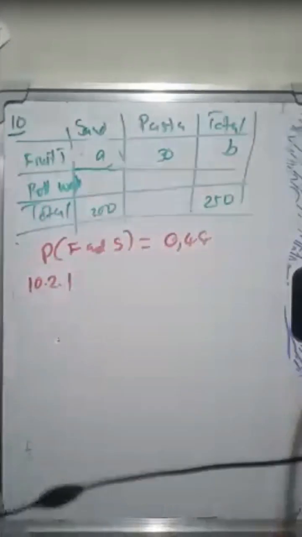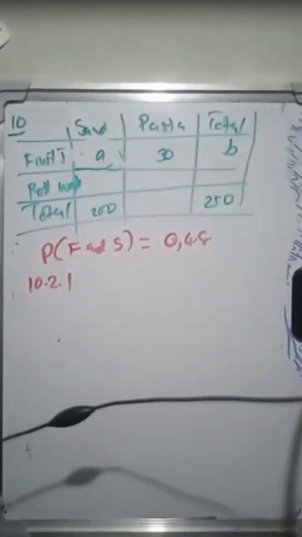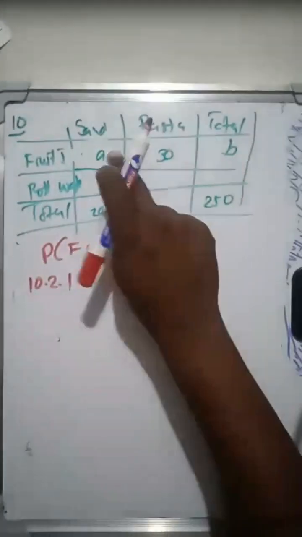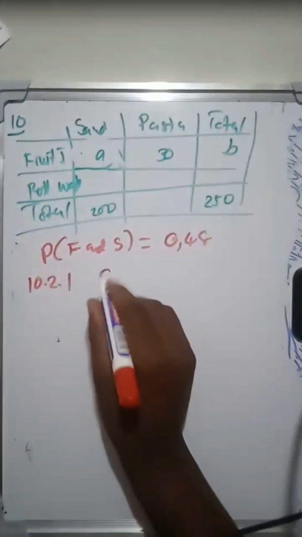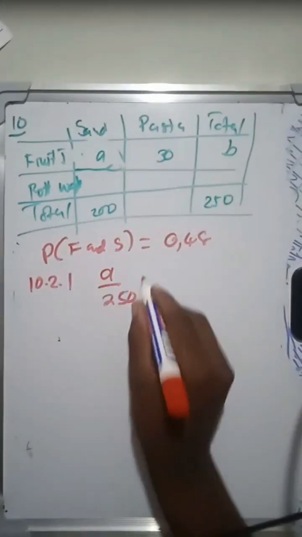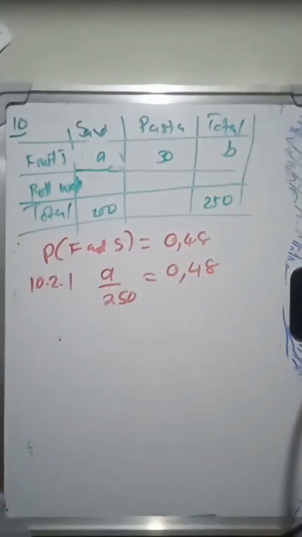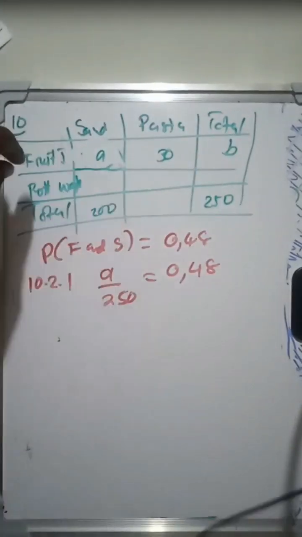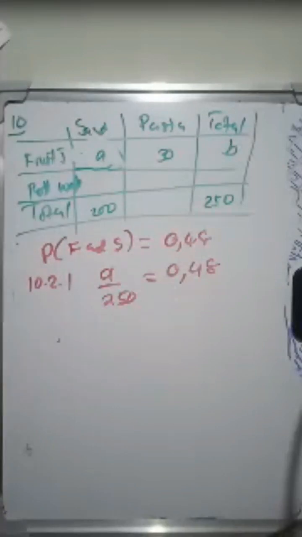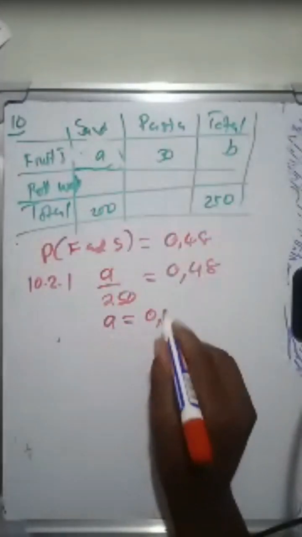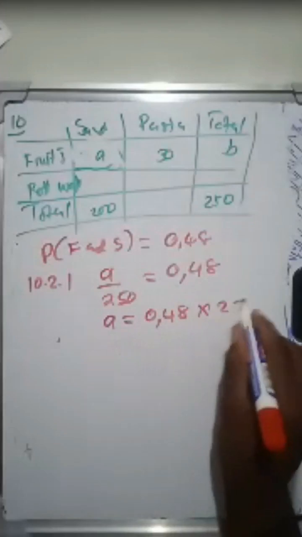10.2.1. Calculate the number of learners who chose fruit juice and sandwich. So how do we get that? A over 250 is equal to 0.48, because A is the number of learners who want sandwich and fruit juice. Over this one, we are told the probability is 0.48. Okay, so that is simple. A is equal to 0.48 times 250.